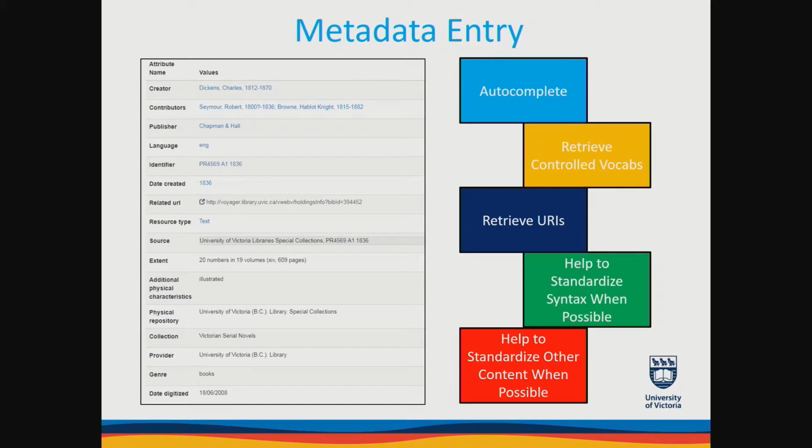So that's fine for the migration, but how do we marry these two ideas, that human beings and machines both need to be involved in this metadata creation? Well, things like autocomplete and controlled vocabularies, again, retrieve URIs, help to standardize the syntax whenever possible, and help to standardize other content whenever possible.